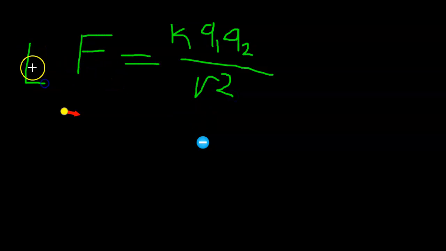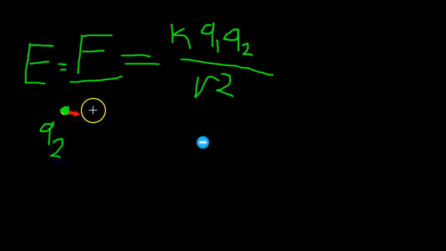And the electric field is the force divided by, let's say, the charge that experiences the force. Let's just say it's Q2. Doesn't really matter. Well, if I divide by Q2, now we can see that the field is just due to this charge and how far away I am from it.